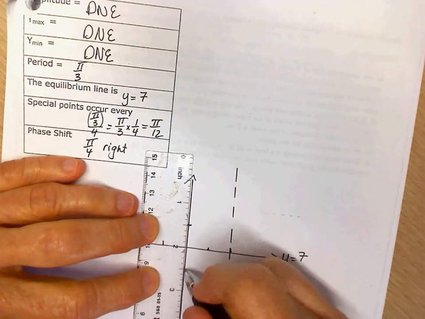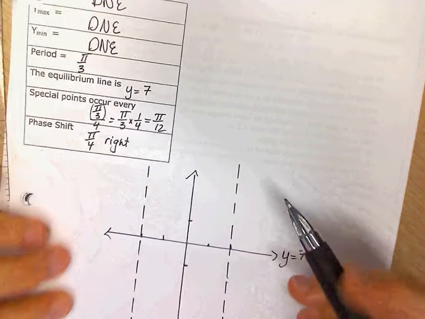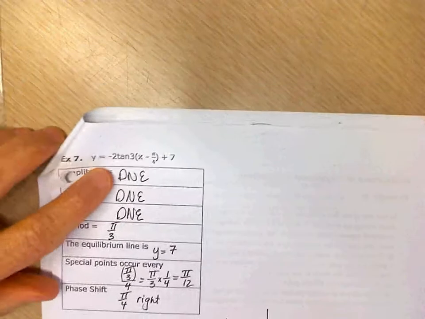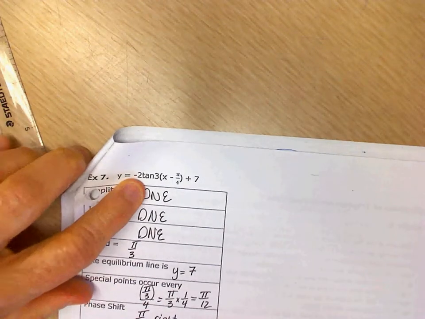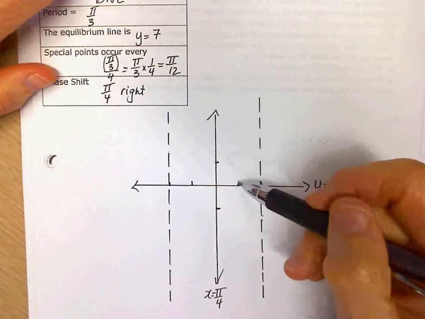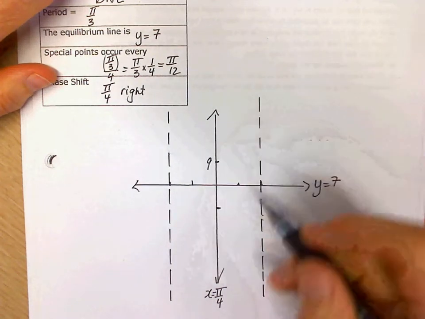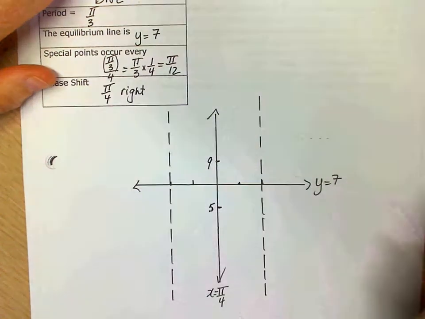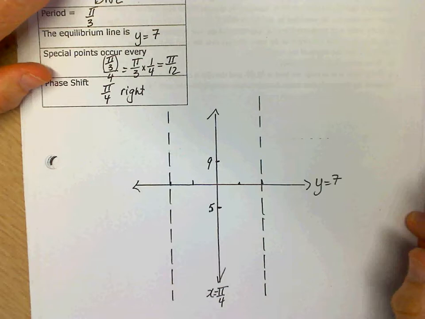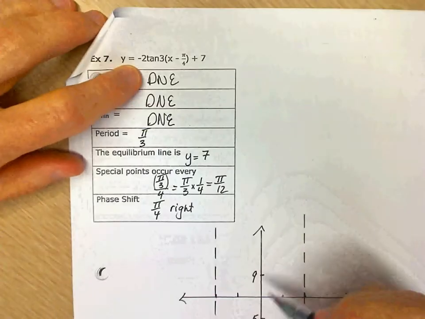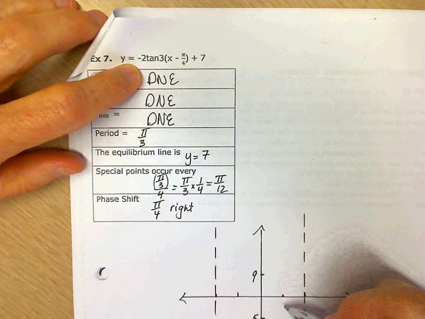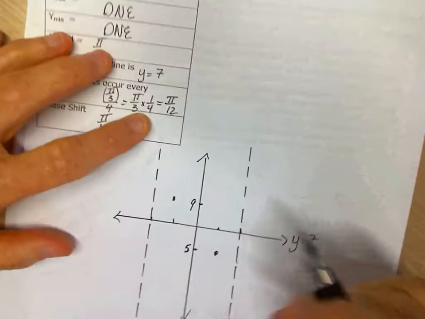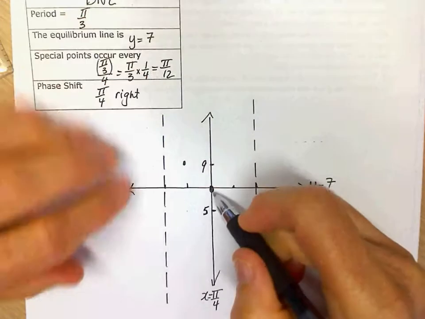Can somebody tell me what this would be? Yeah, because it's still a stretch by a factor of 2. So instead of going up 1, it goes up 2. So this is 9, and it goes down 2. 7 minus 2 is 5. Now we know that it's reflected. So instead of going there, it's going there. And instead of going there, it's going there. It's a reflection over the x-axis. And that point is invariant when we do a reflection.